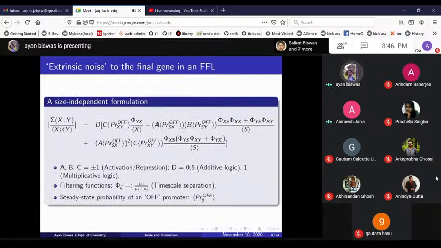For this specific FFL problem, we devised this size-independent formulation of extrinsic noise, that is the population normalized covariance of XY. It has got everything around it, like 32 possible combinations within it. You have these regulation signatures, you have OR gate and AND gate within it, you have timescale separation in these filtering functions phi ij's, and you also have the steady state probabilities of the promoter being in on state or off state, right?